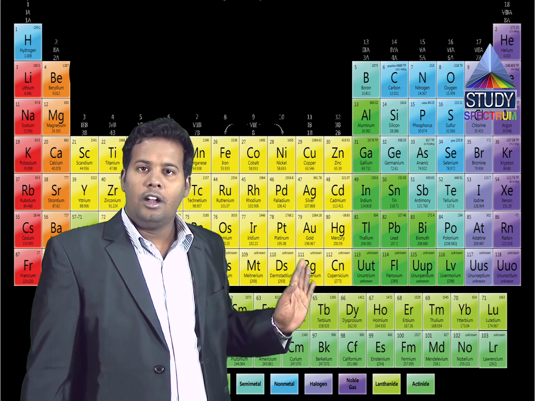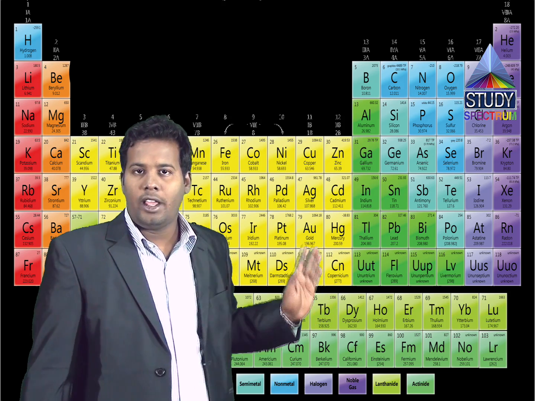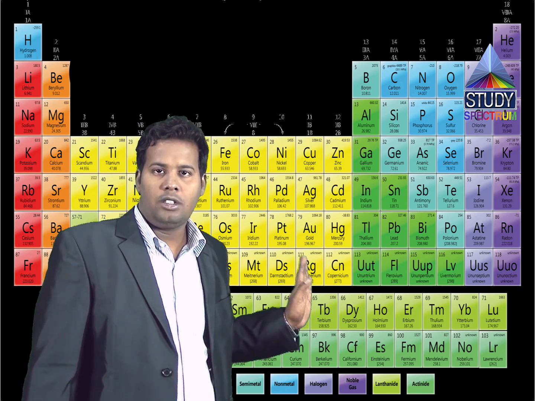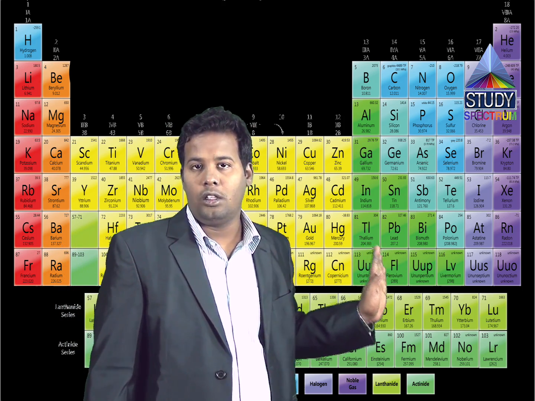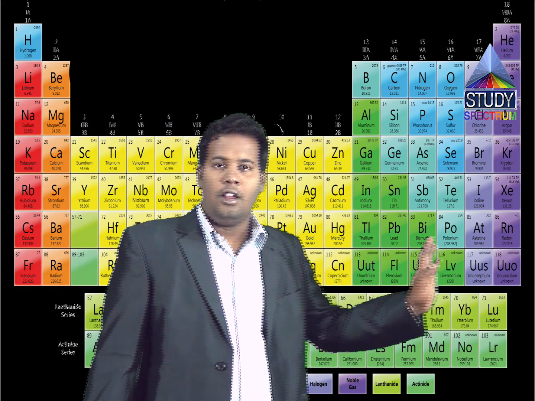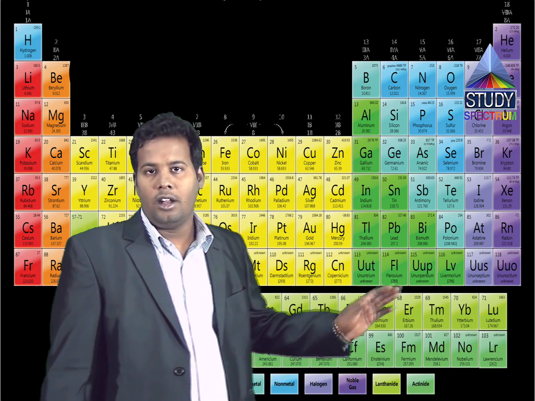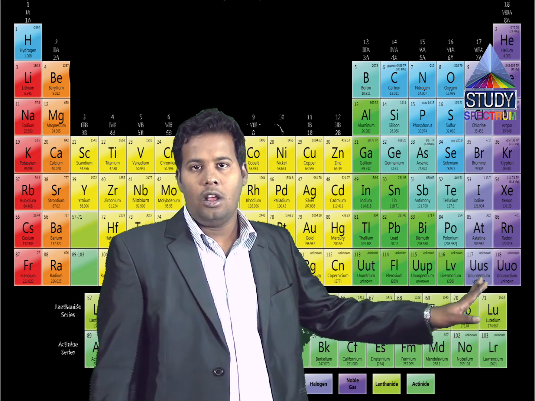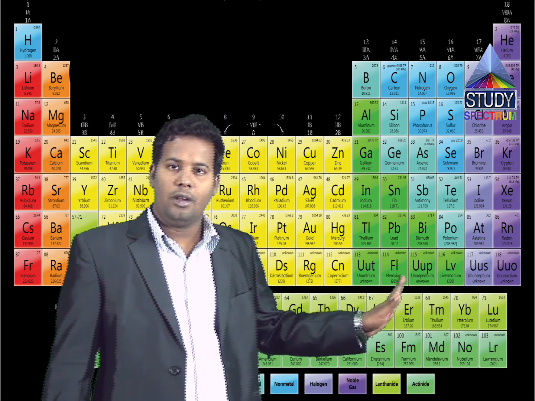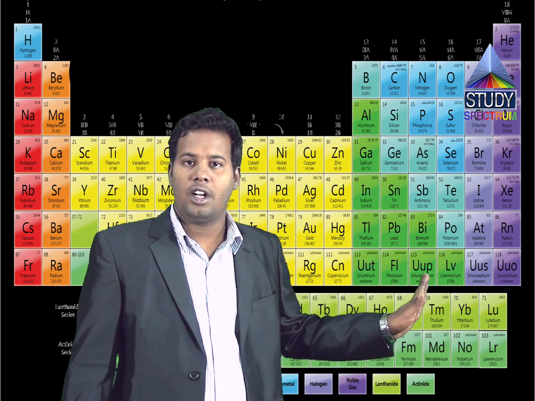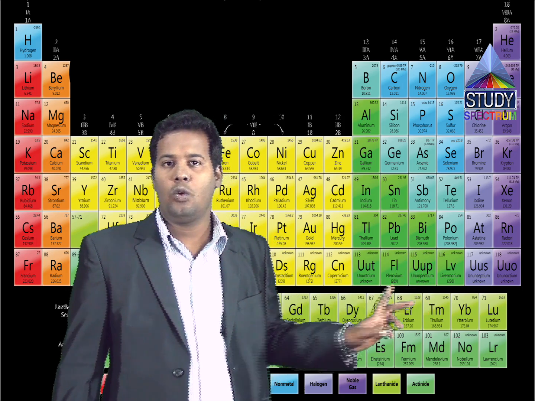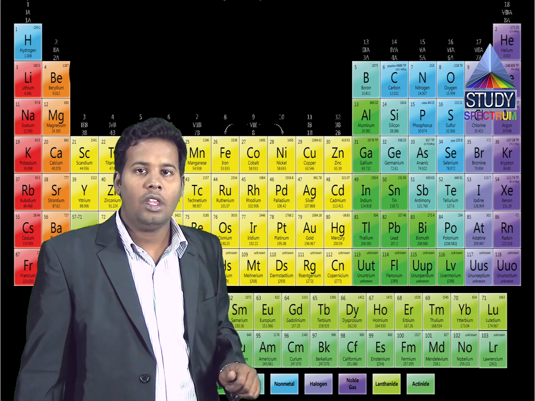Now, there are different names of different groups also. Like I said, in S block, the first group is called alkali metals, whereas the second group is called alkaline earth metals. Whereas the last group, the 18th group, is called noble gases, or inert gases, because they are not reactive. And just before the noble gases group is halogens, which contains fluorine, chlorine, bromine, iodine, and so on.